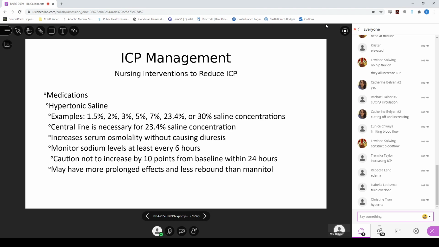Those types of shifts, big swings in the body, can also cause damage. And they may have a more prolonged effect and less rebound effect than mannitol. The rebound effect of mannitol is the increasing ICP. So it has less chance of having the rebound effect.